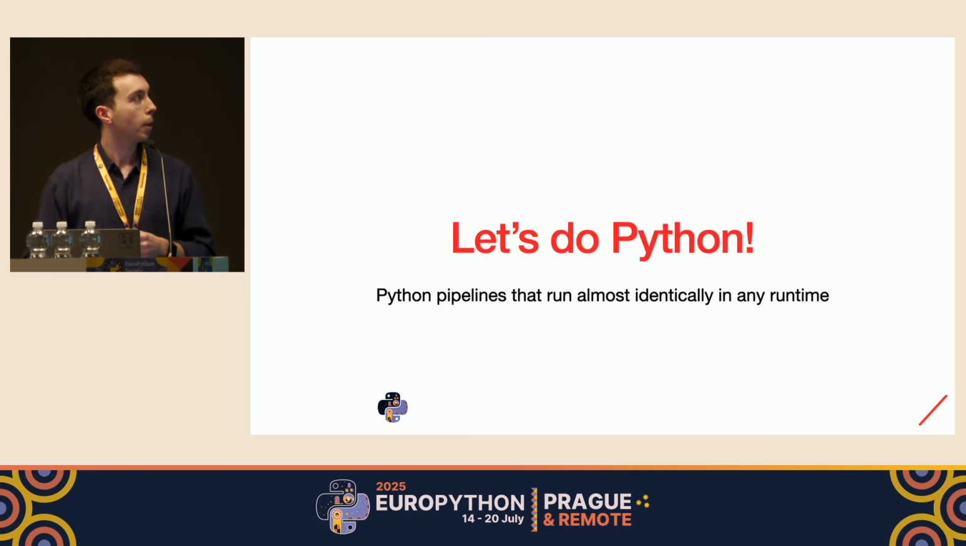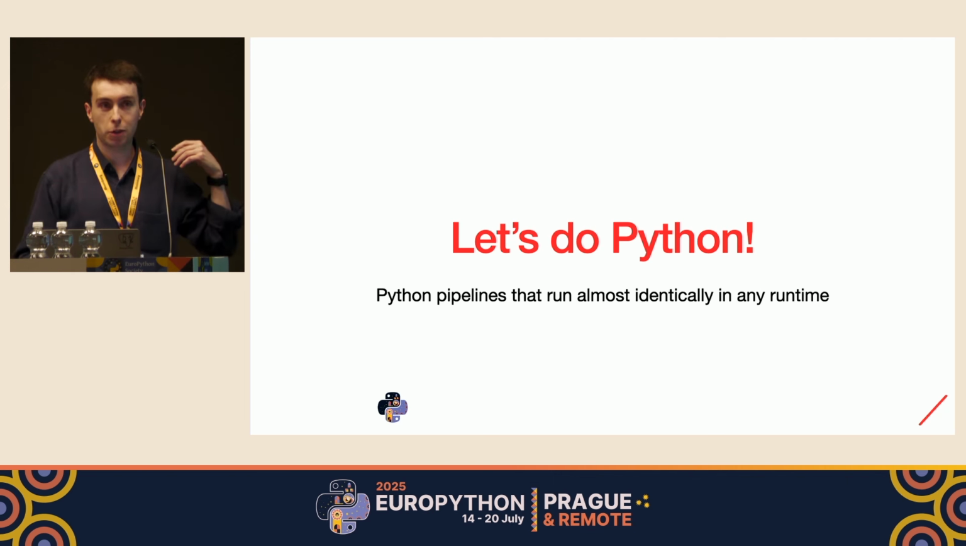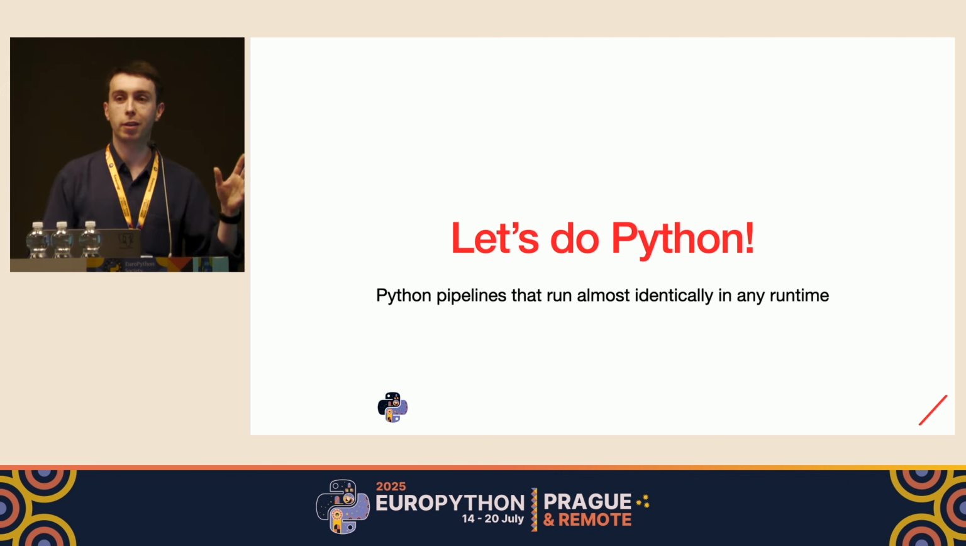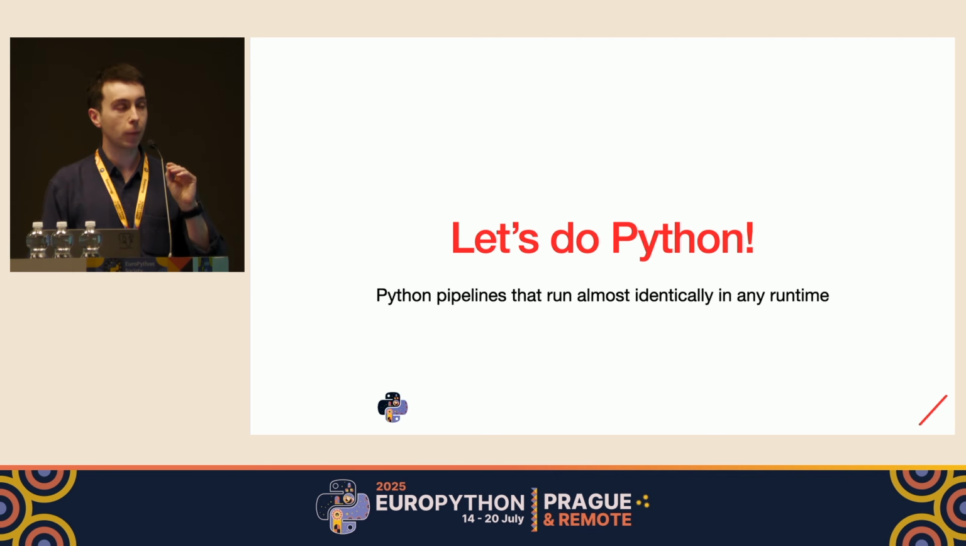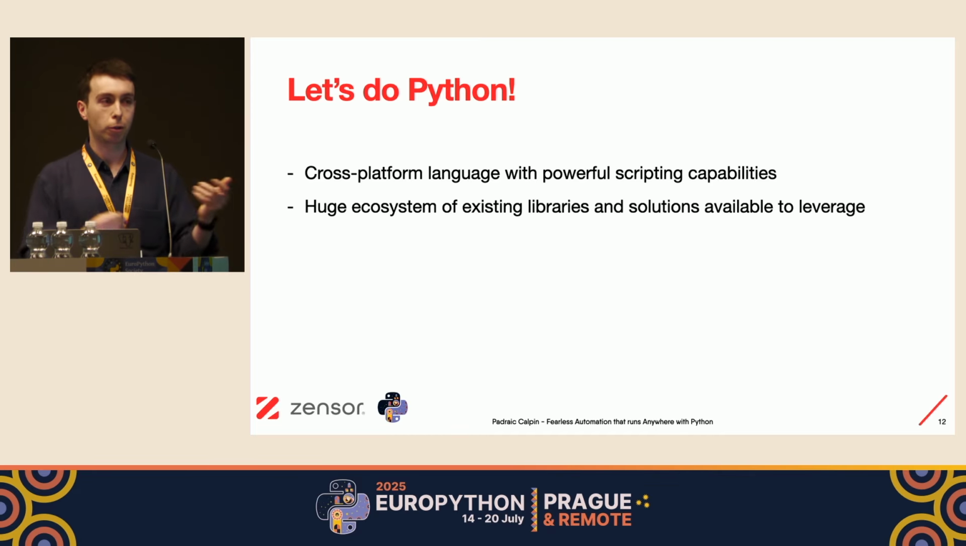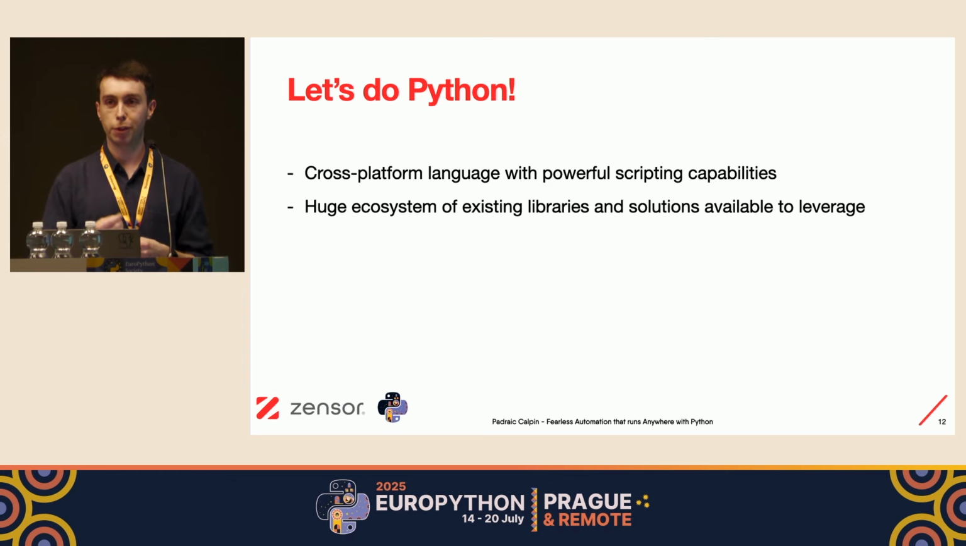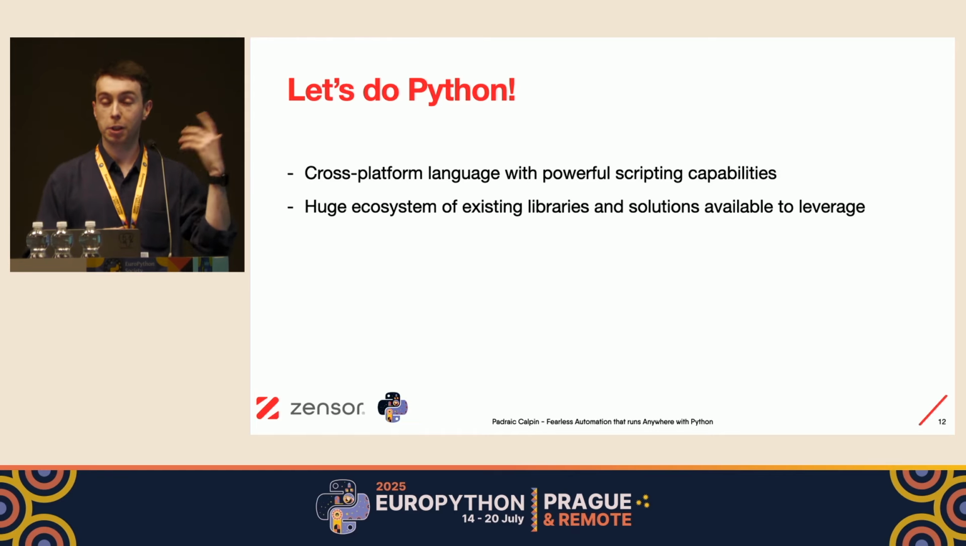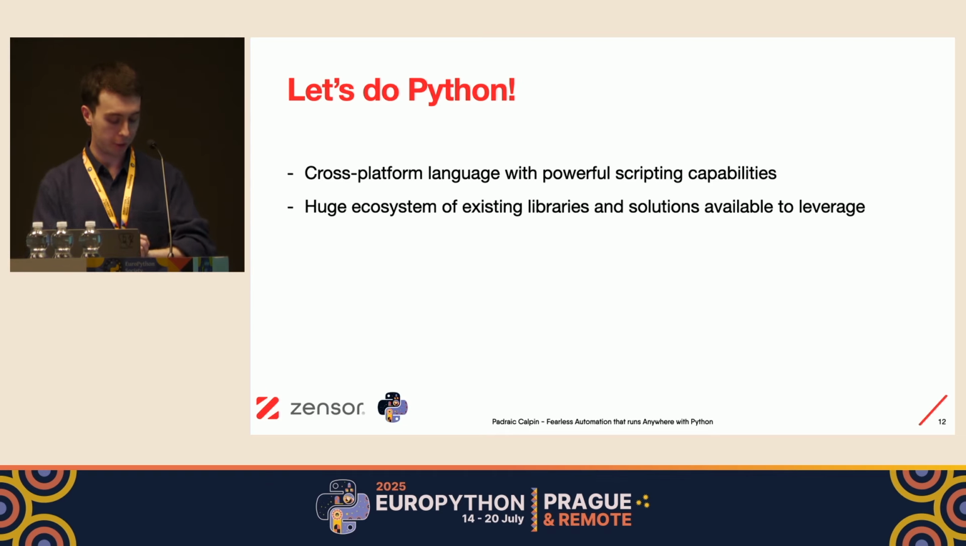So what we decided was to switch to pipelines that use just native Python and run almost identically, regardless of the runtime that we're targeting. And Python is obviously a pretty ideal candidate for this. Not only is it already a cross-platform language that's really capable for scripting as well as for applications, we can also benefit from the experience of the fantastic Python community. So we have a large number of existing libraries and solutions that we can use when we're writing our pipelines.